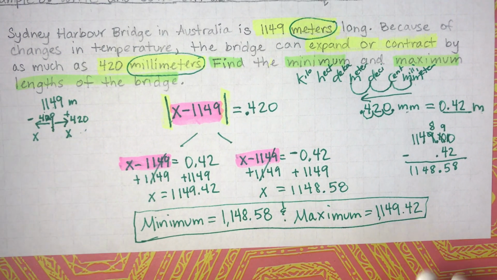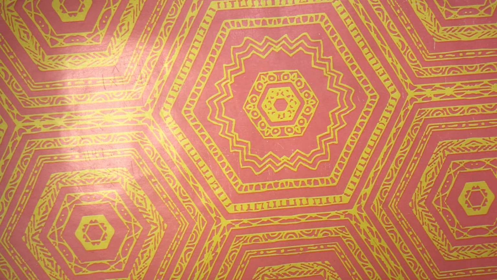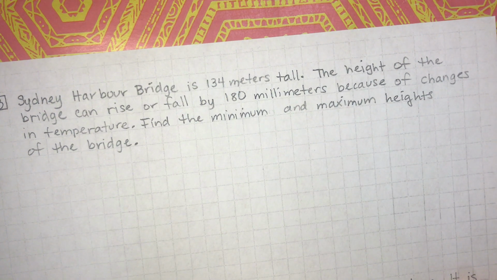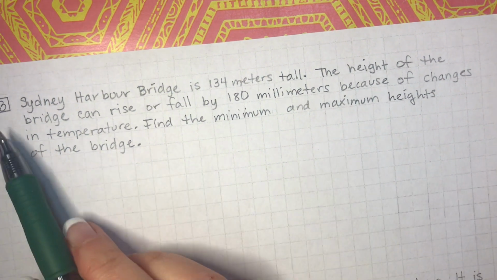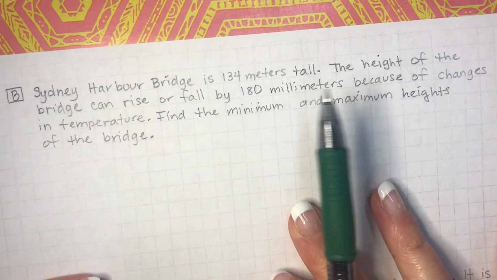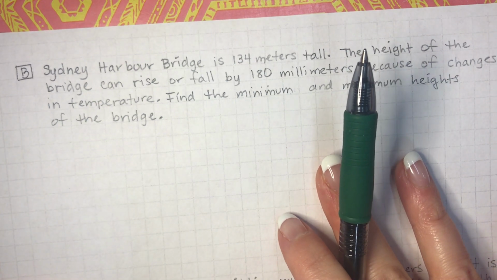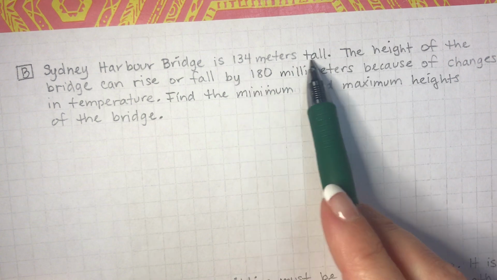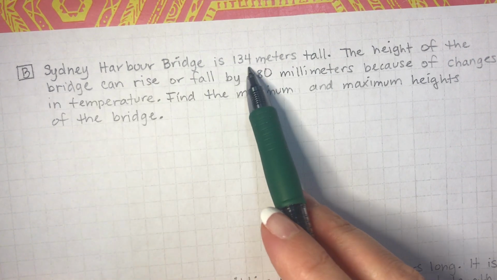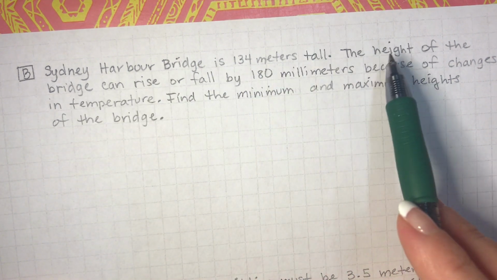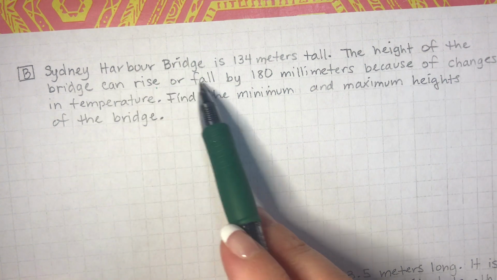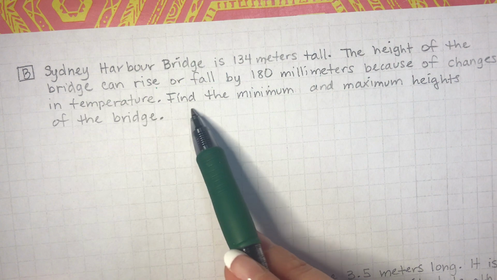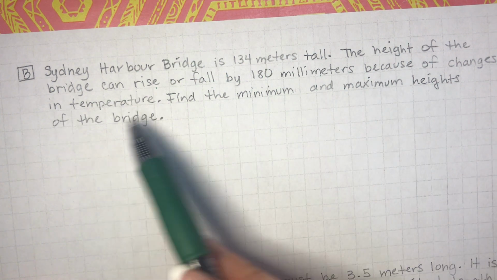All right, great. Okay, let's go ahead and do a different example. Here we go. We have B. The Sydney Harbor Bridge is, oh, we were talking about the length, now we're talking about how tall it is. Okay, Sydney Harbor Bridge is 134 meters tall. The height of the bridge can rise or fall by 180 millimeters because of the changes in temperature. Find the minimum and maximum heights of the bridge.